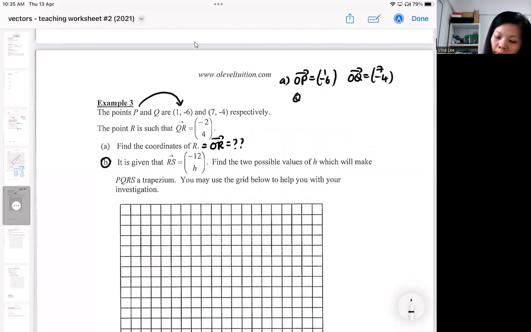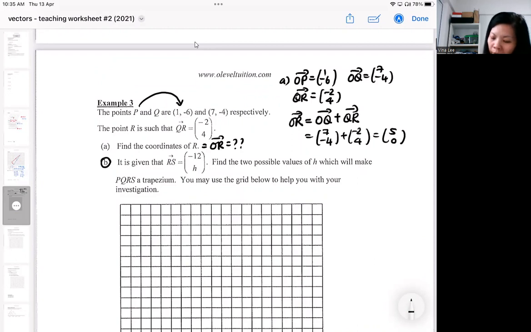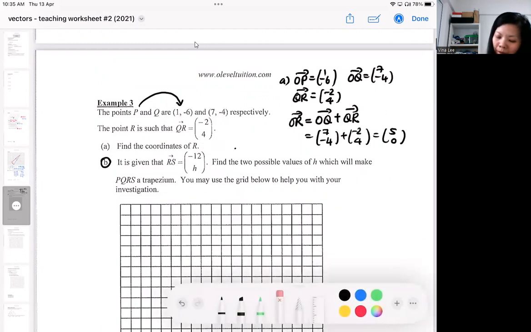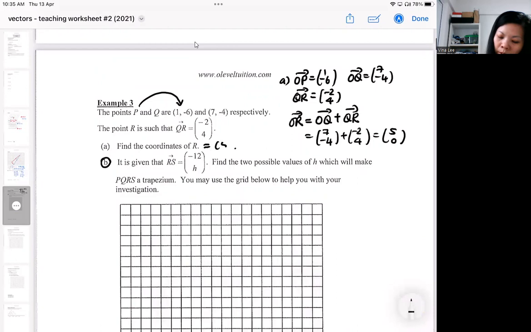So in fact, you actually got three column vectors to play around, to find OR. So you look at what you have, you can do a fill in the blank with OQ plus QR. So you will get 5, 0. So the coordinate of R will be (5, 0). So reply in the coordinates format that they want.